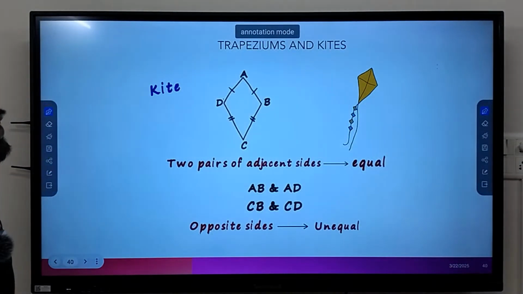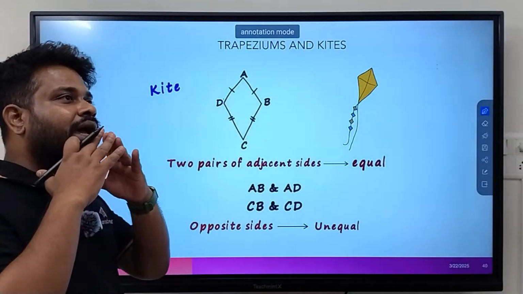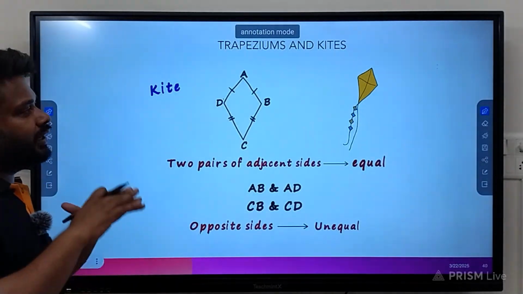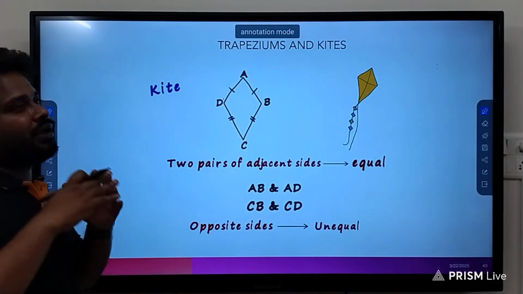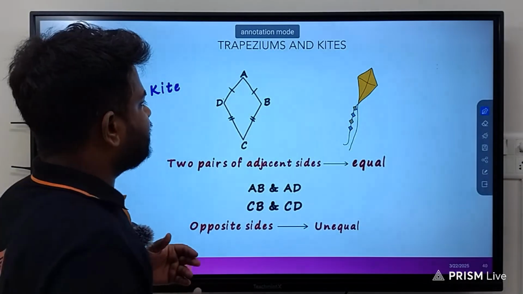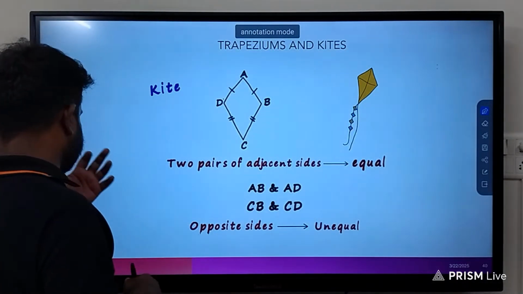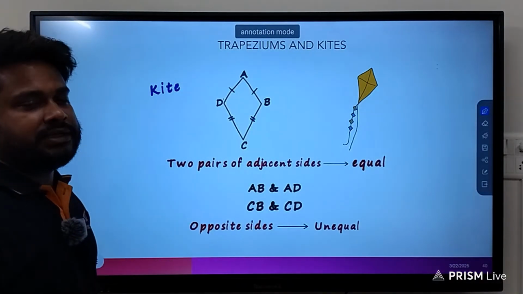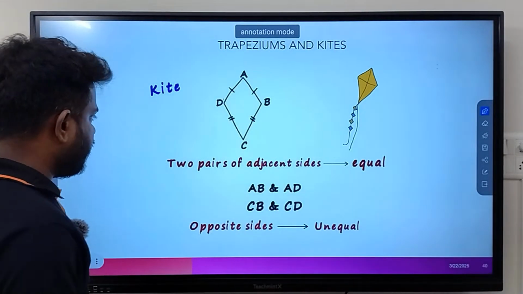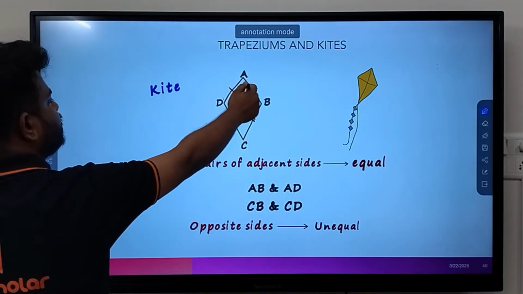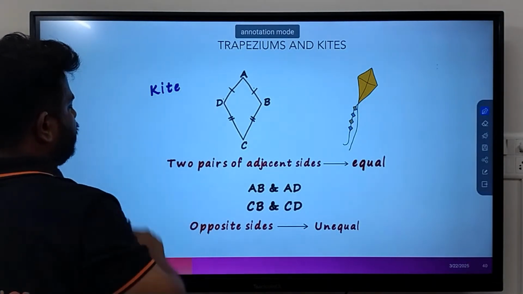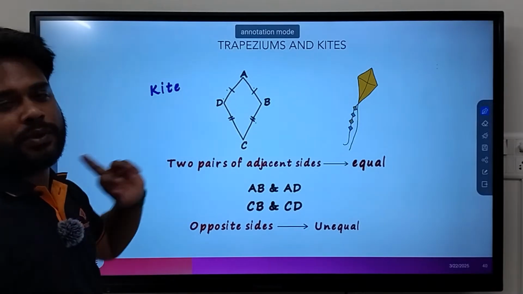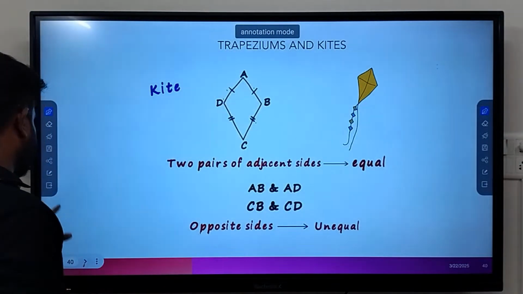Talking about a kite, it's actually a real life object. It's not just a shape, it's an object which we use in our daily life. And the opposite sides are unequal, right? Obviously this one is unequal to this one and this one is unequal to this one. Okay, so this is a kite.